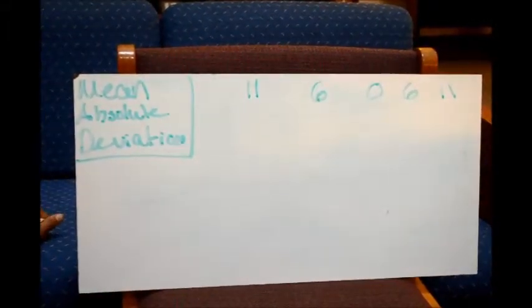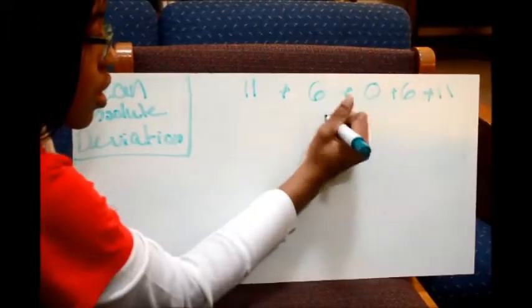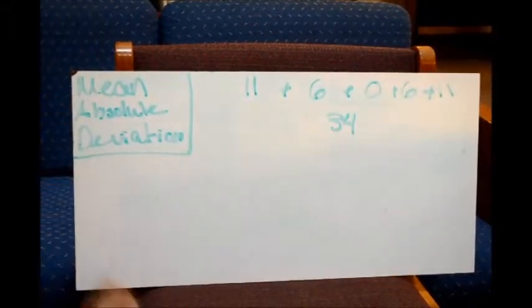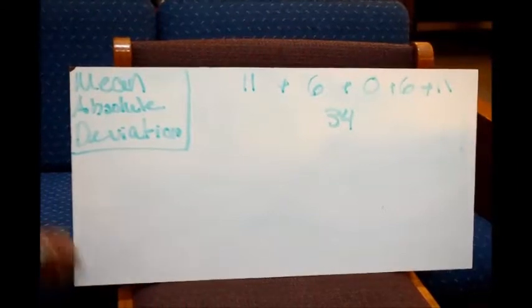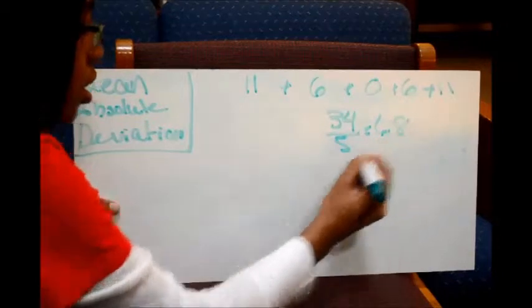Next, add all of these values together. You should get 34. Then divide by the number of values, which is 5. 34 divided by 5 is 6.8. So the mean absolute deviation is 6.8.